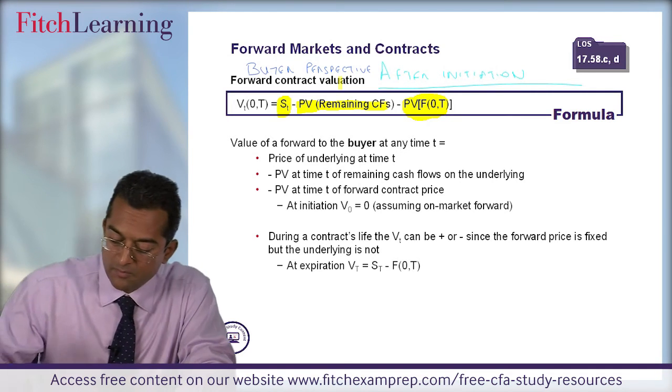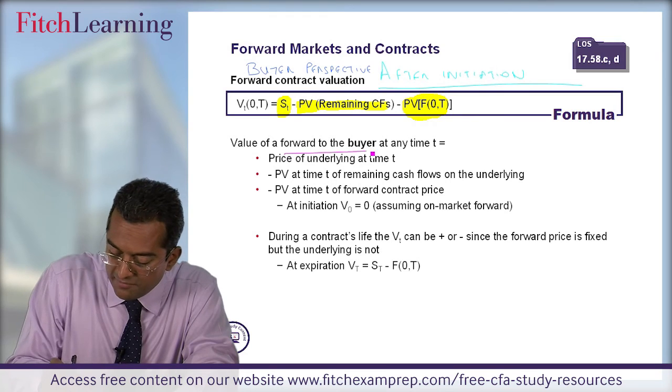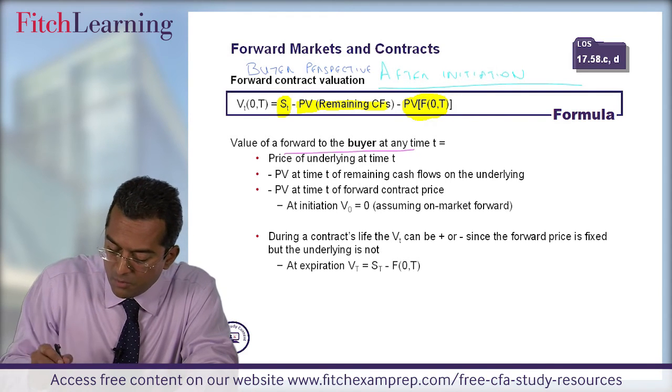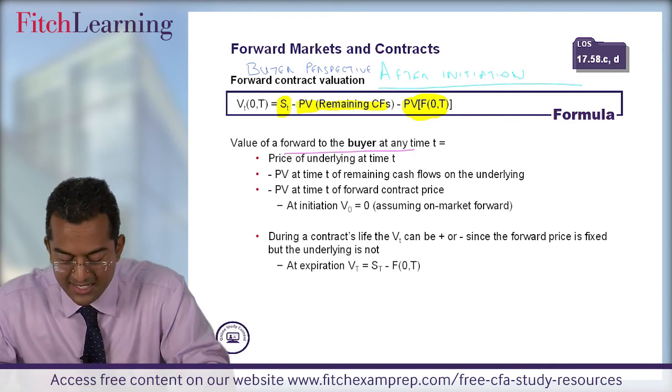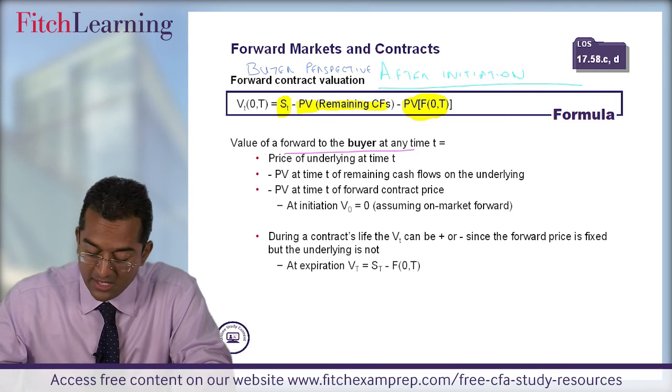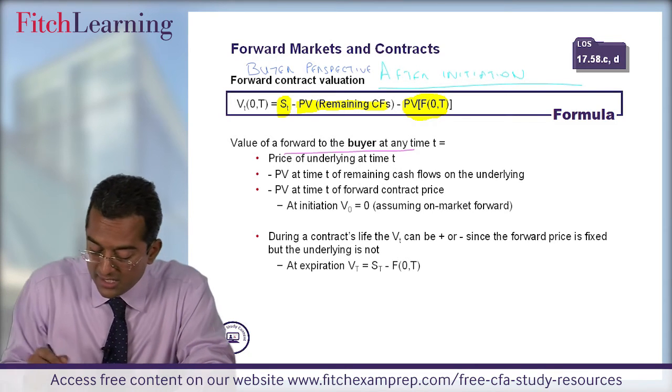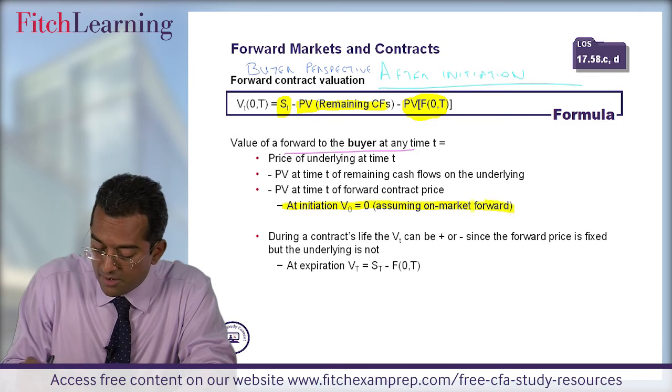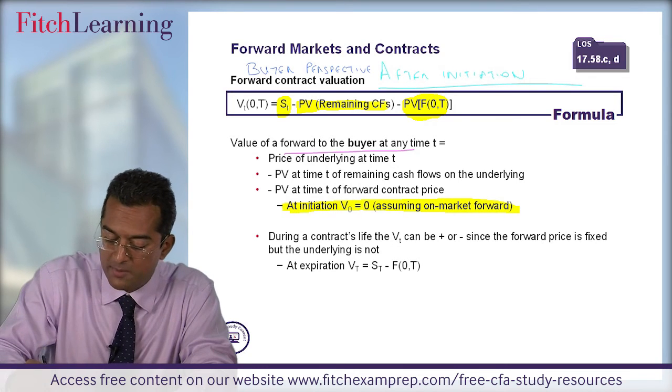However, from the buyer's perspective, the value of the forward would be the price of the underlying at time t, netted with the present value of remaining cash flows at that time and the present value of the forward price. So we know at initiation, the value would be assumed to be 0, assuming an on-market forward, as we were just saying.